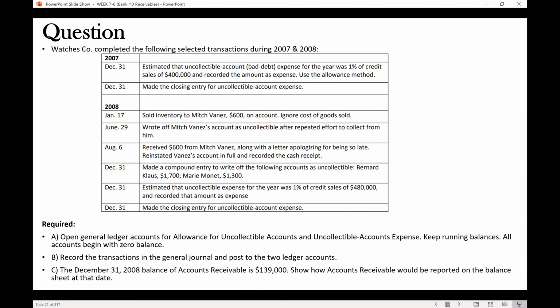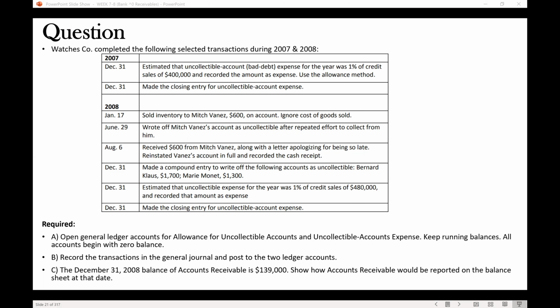So our question says, which company completed the following selected transactions during 2007 and 2008? So here we are seeing the transactions that we have, right? And we have them from 2007 to 2008. Then we go to our required.